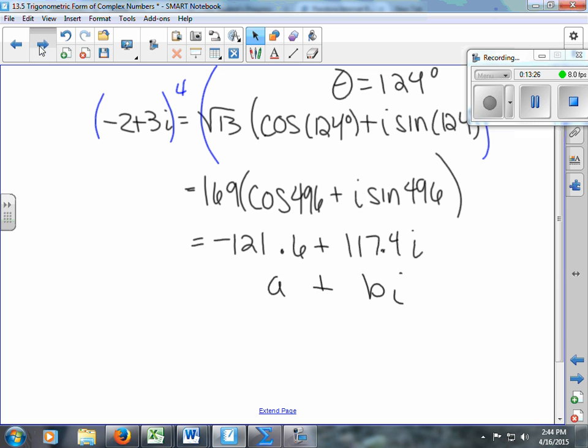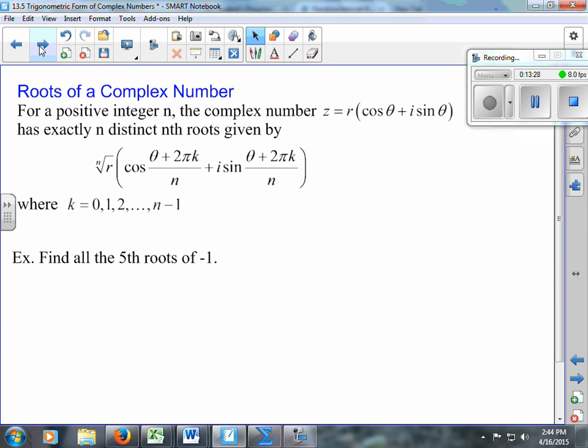The last part is how we are going to do roots. And the roots work the same way. You're going to find an nth root. There are exactly n answers. So to do that nth root, and to get all of the n answers, it's a little bit more difficult to find the thetas when you do that.